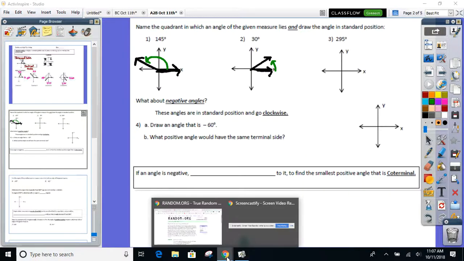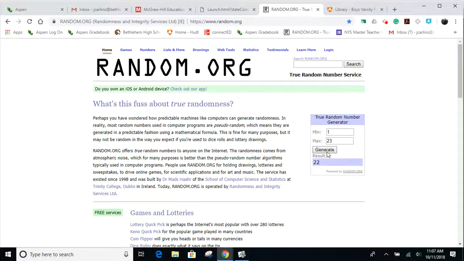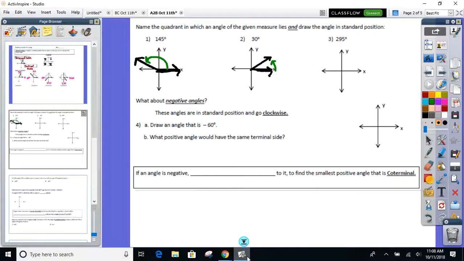295. What quadrant am I in? Quadrant 4. Nice job. So here we go. Closer to 270 or 360? 295. Closer to 270. Make it closer to 270. And directional arrow all the way around.